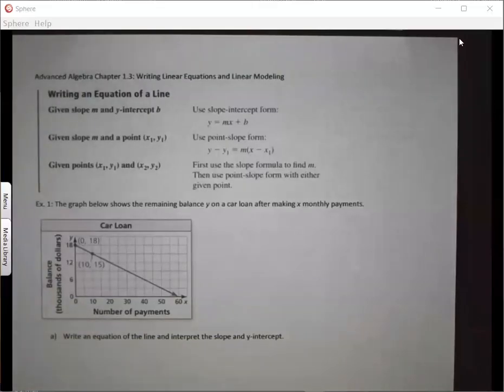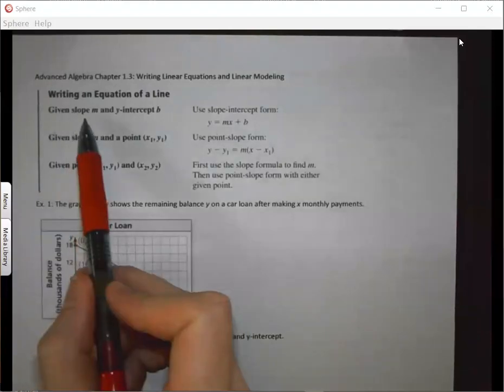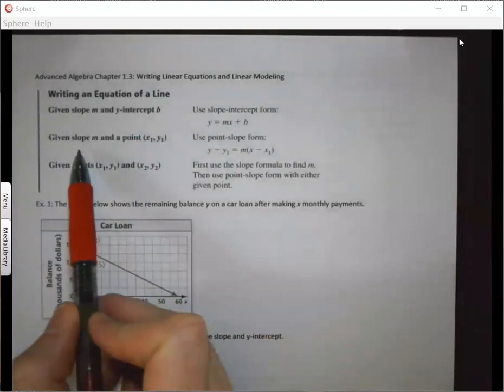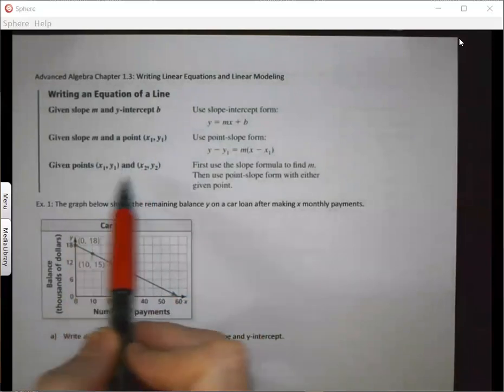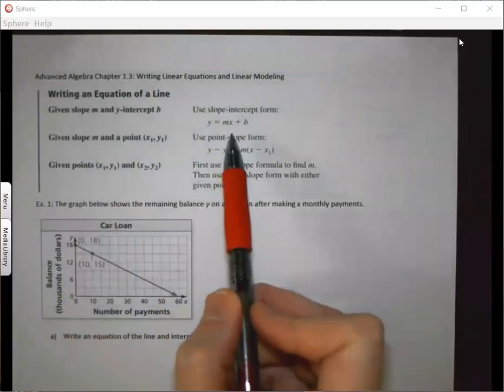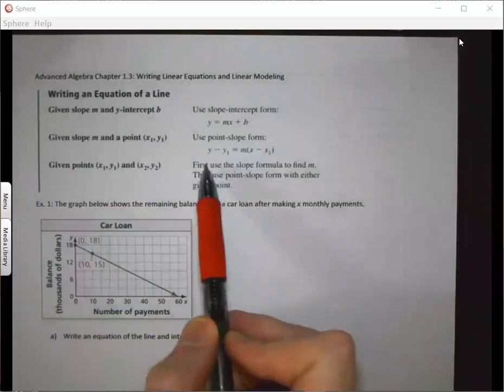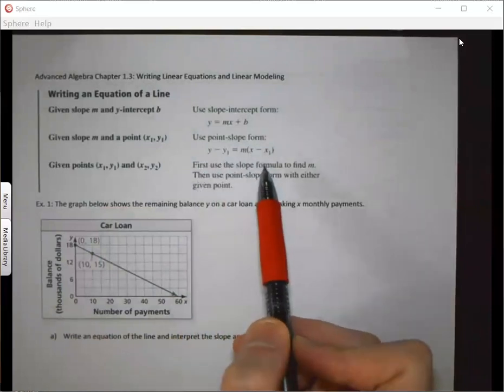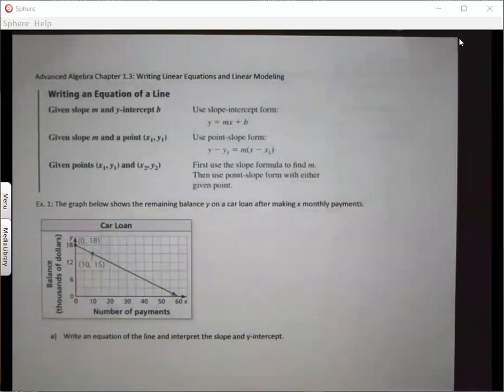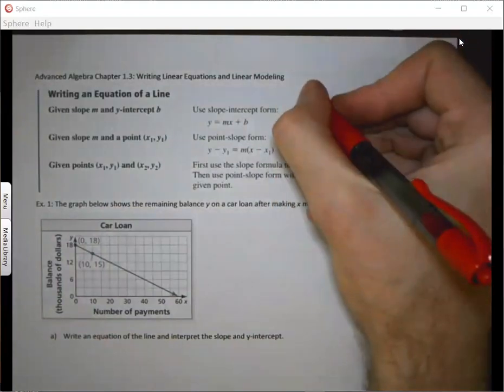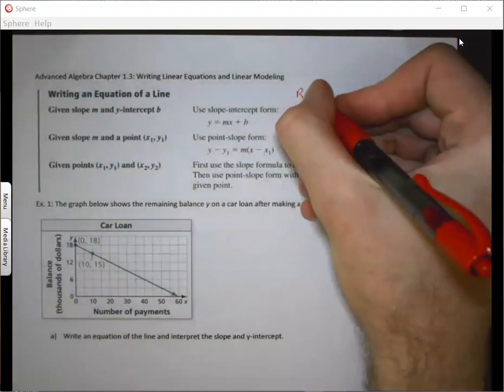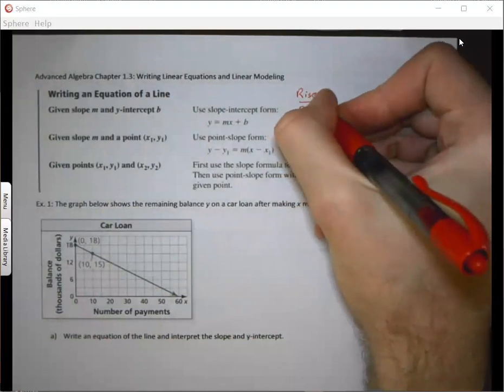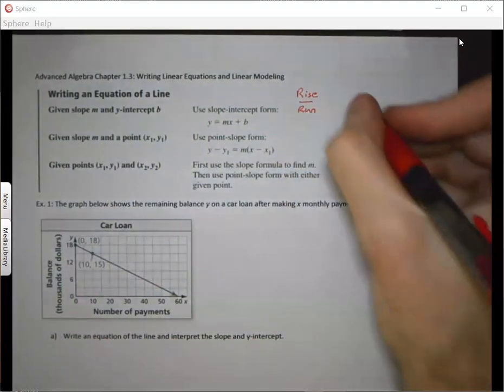In this video, we're going to discuss writing linear equations given a slope and y-intercept, given a slope and a point, given 2 points. We'll be using slope-intercept form and point-slope form. We'll also need to find the slope. You can do this using rise over run or slope form.